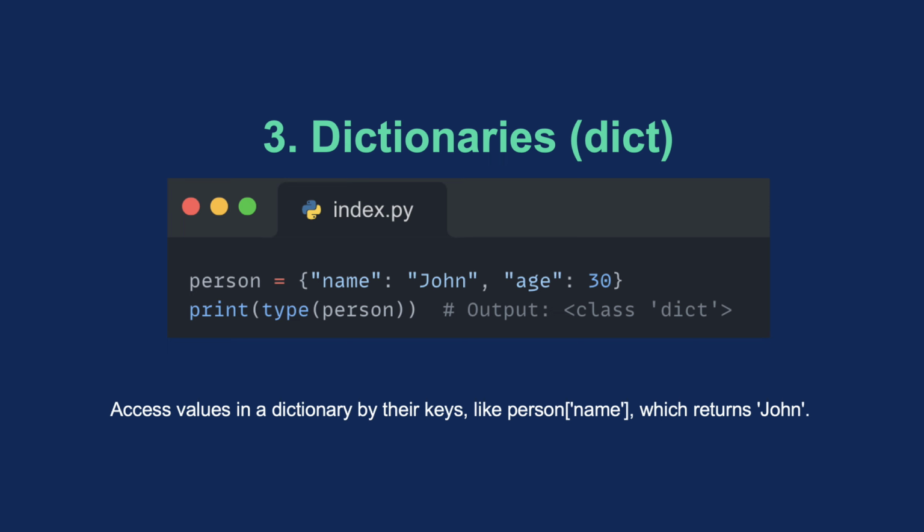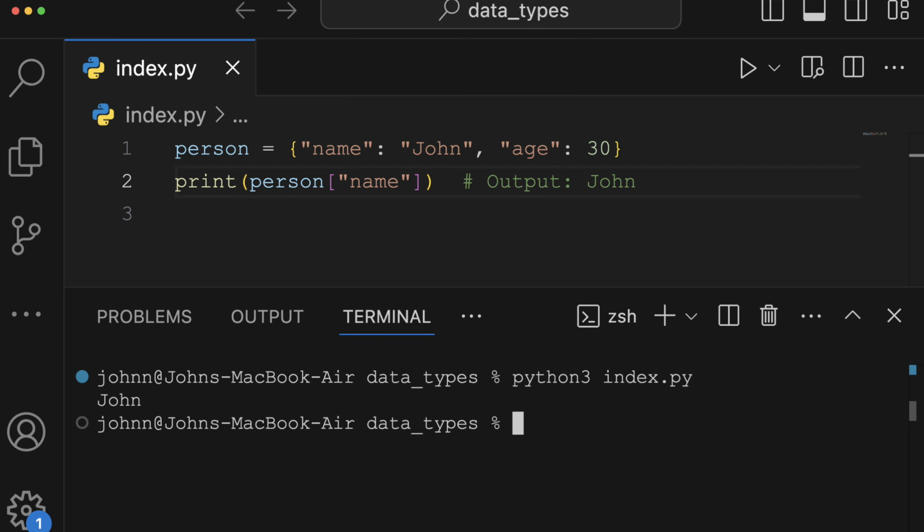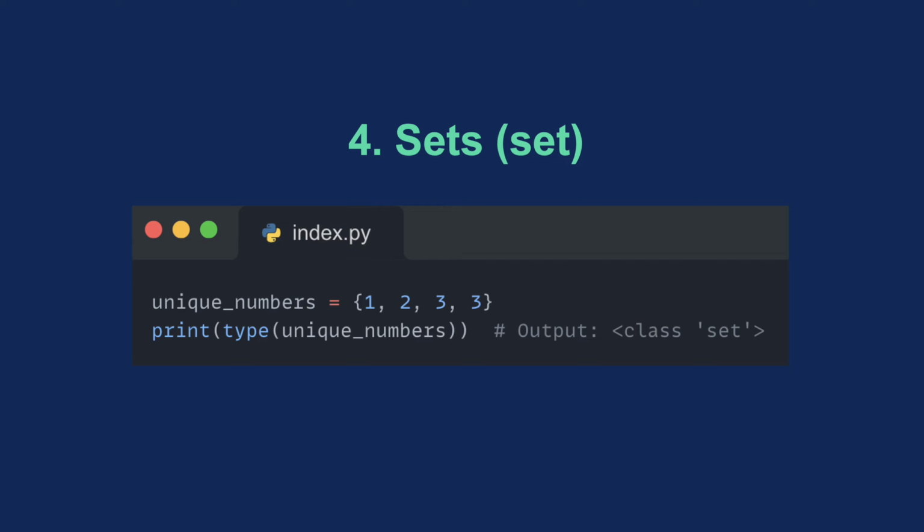The third data type is dictionaries. Dictionaries use curly braces to store data as key value pairs. You can see that in our example, name maps to the value John and age is mapped to the value 30, which is a number. Accessing values by their keys, we can do it like this: person, then square brackets, then the key in quotes. This will return the value John, and this is usually referred to as bracket notation. When we come to the properties and methods of data types, this is when we are going to dive deep into this.